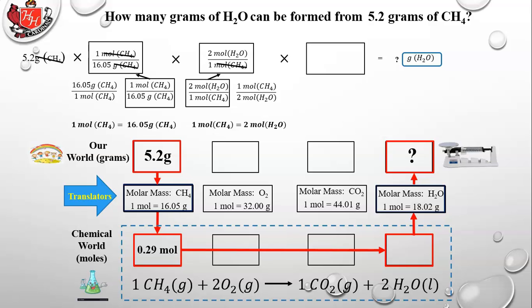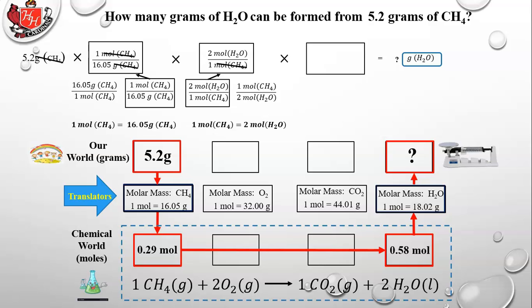Now we're going to go ahead and run the numbers on that and put it in the box way down on the bottom right. 5.2 times 1 times 2, everything on the top multiplied, divided by everything on the bottom, divided by 16.05, divided by 1. And that would give us a number of 0.58 moles of H2O. Notice that the number of moles of H2O is twice the number of moles of CH4. It's a 2-to-1 relationship, okay? 0.58 is twice 0.29.